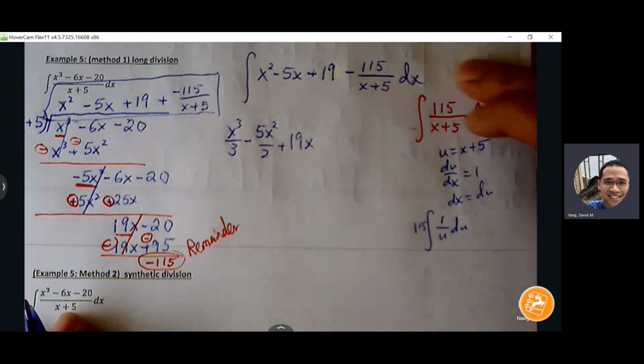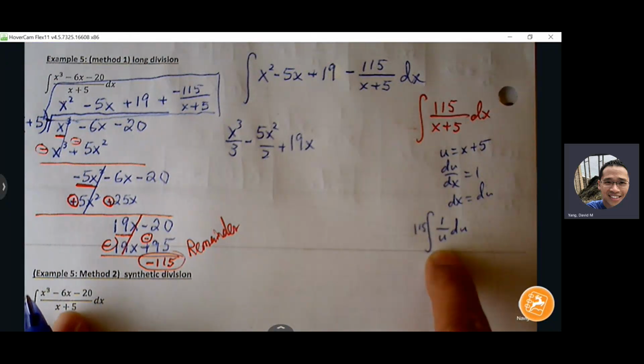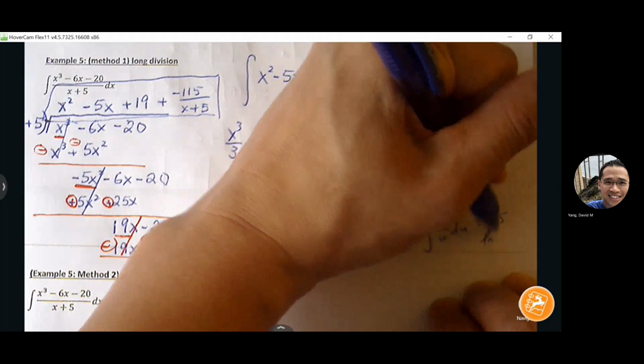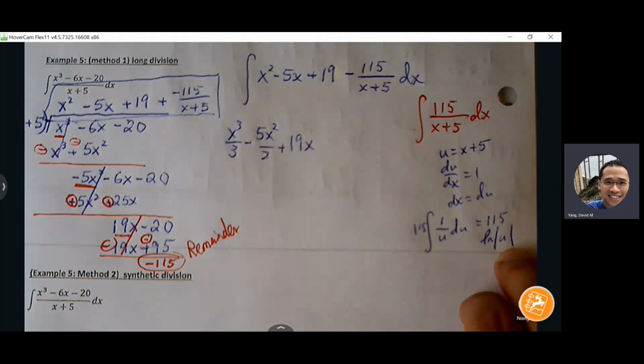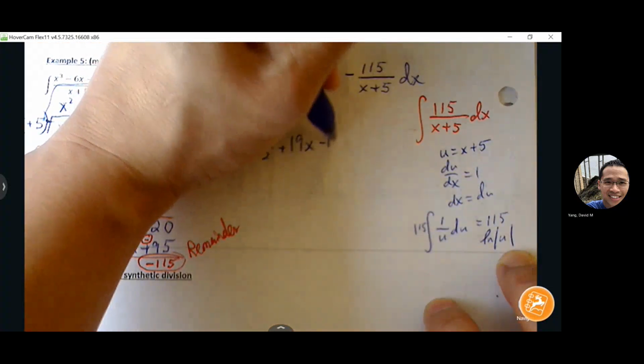And I did some of the preliminary work for that last term. I'm left with minus 115 integral of 1 over u. We know the antiderivative of 1 over u is natural log absolute value of u. And I can bring that u back in terms of my x.